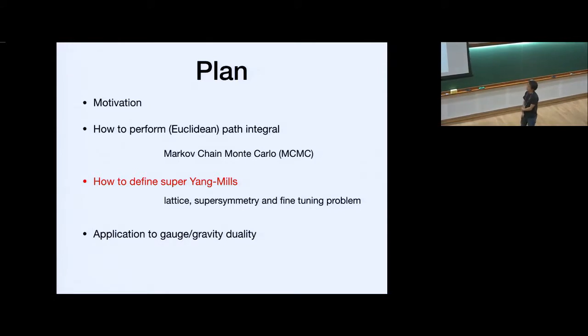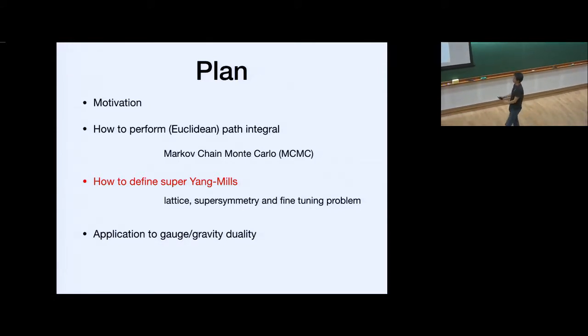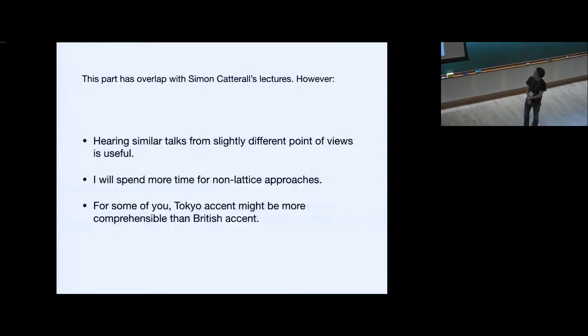Okay, so this is a second step for studying application of a numerical method to gauge gravity duality. And this part apparently has a big overlap with Simon's lectures. But still, there are a few good reasons to explain this part, because hearing a similar talk from a slightly different point of view is always useful. And I think I will spend more time on non-lattice approaches, so it can be complementary.